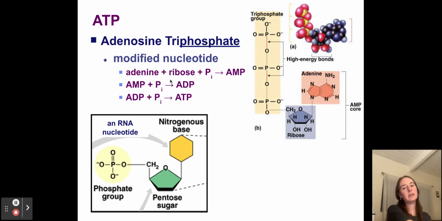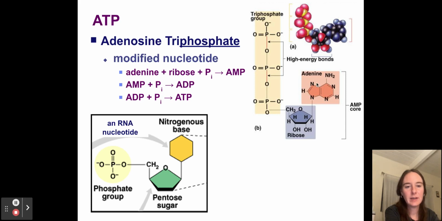Now, you can actually modify this a little bit. So let's say you just have the adenine and the ribose and 1 phosphate. We call that adenosine monophosphate. Let's say you take that adenosine monophosphate, so that would be just this, this, and this, and you add a phosphorus. We call this inorganic phosphate. Basically, if the phosphate group is by itself, we call it inorganic phosphate.